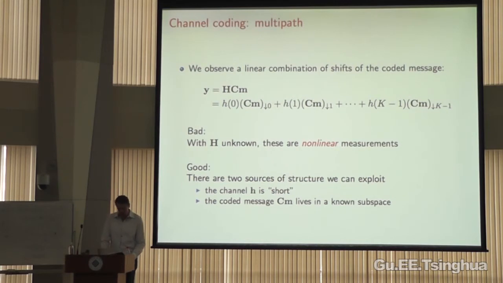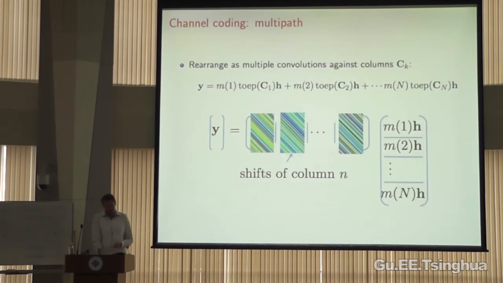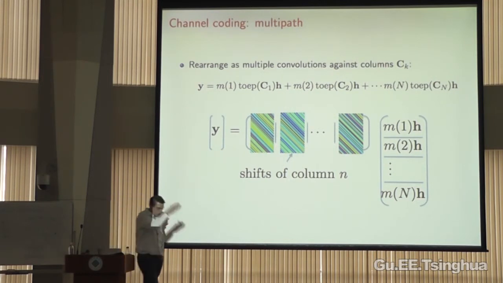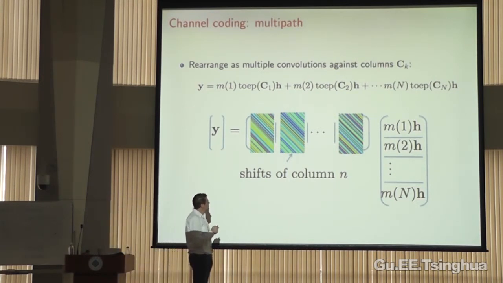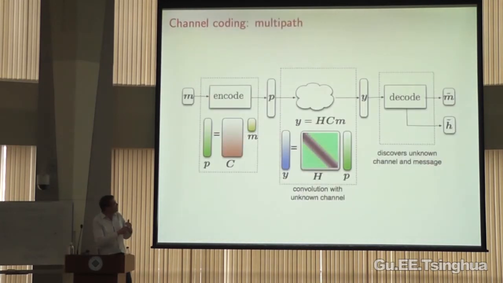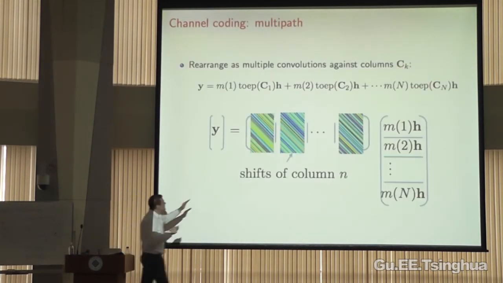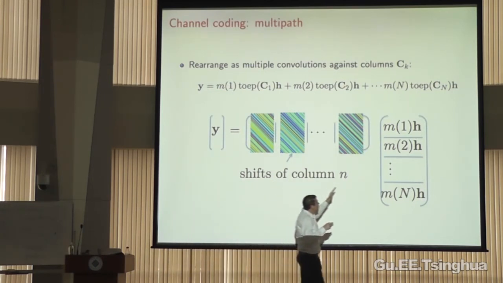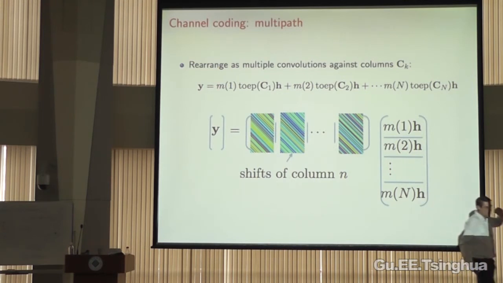So what do you get when you actually write this out? Another model for what I'm measuring is this: let me look at the first column in my code book C, and form a Toeplitz matrix from it. That's saying if only the first entry in the message is nonzero, I'd be seeing this first column of the code book come out, convolved with my channel. But if I have multiple nonzero entries in my message, what I'm really seeing is different columns of the code book convolved with the same h, but multiplied by different m's.